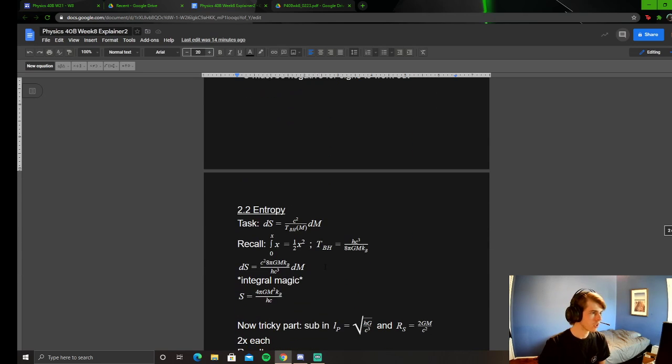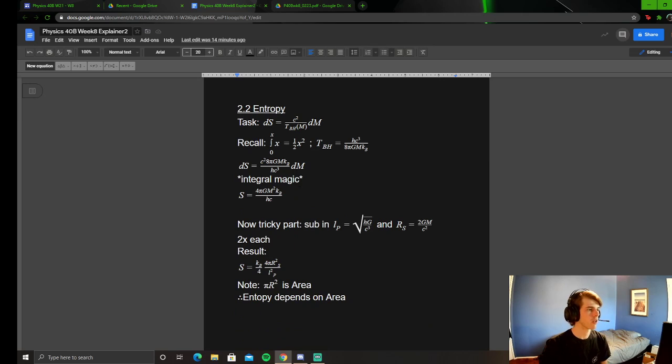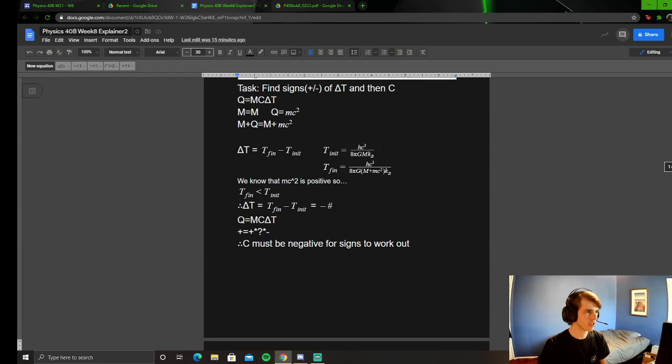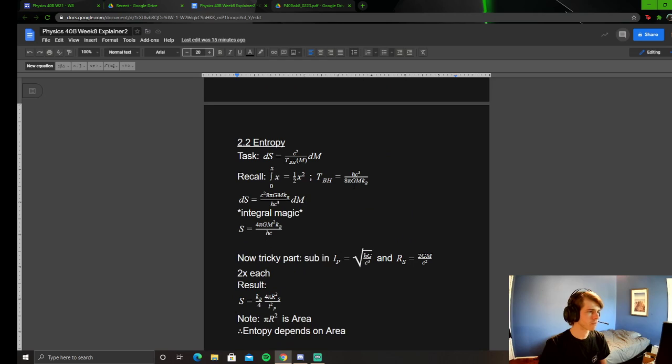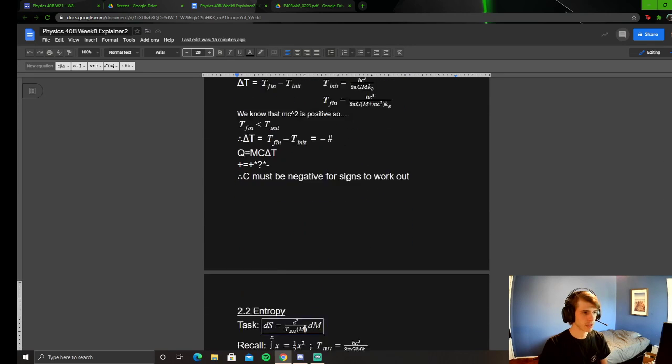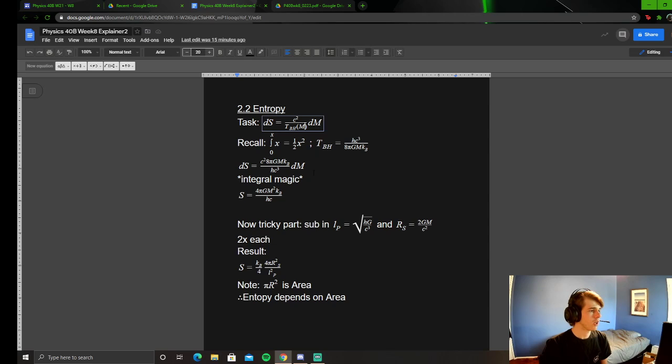All right. For the next part, entropy, our next task is to solve this using an integral basically. If we recall, it is given to us in the document that the integral of x is just equal to half x squared plus c, but we don't really care about that. And then here we will call back the other equation that we used in the previous part. We will be substituting this in for T_BH when only the mass is plugged in, not m plus mc squared. So let's go ahead and do that.